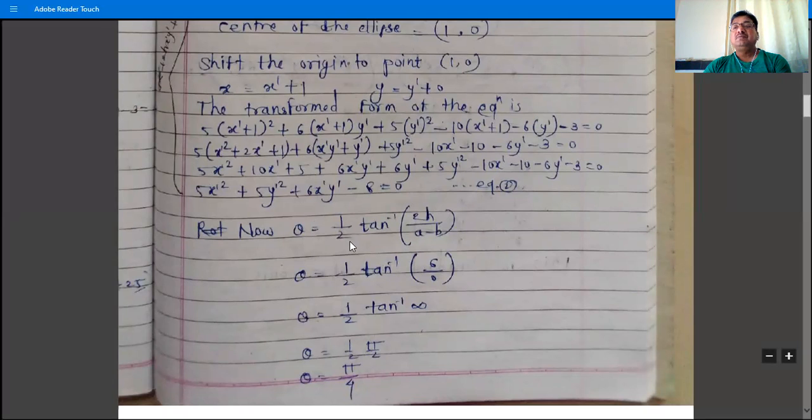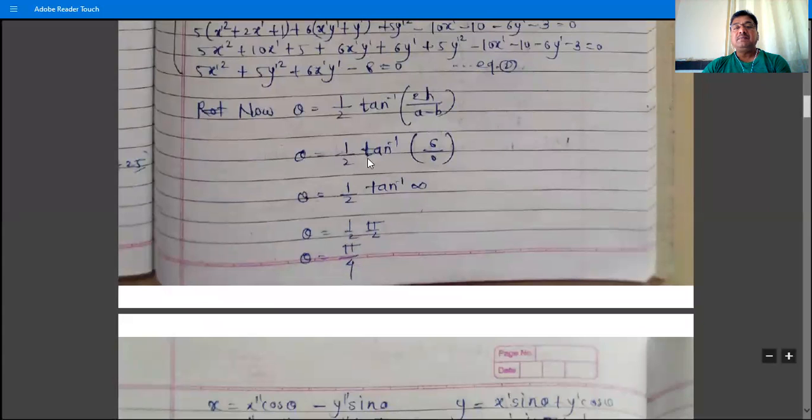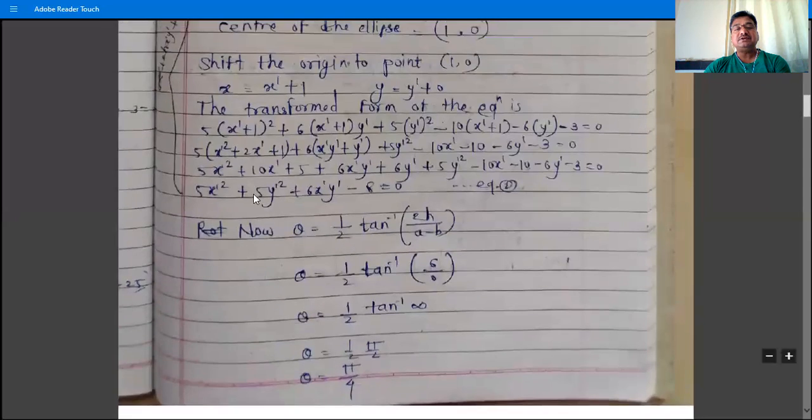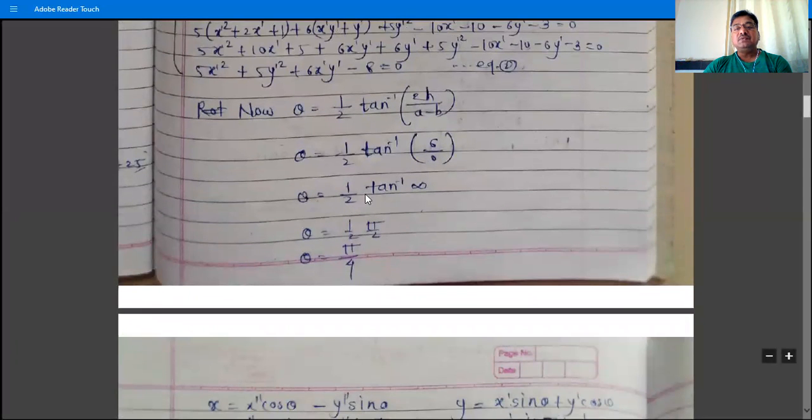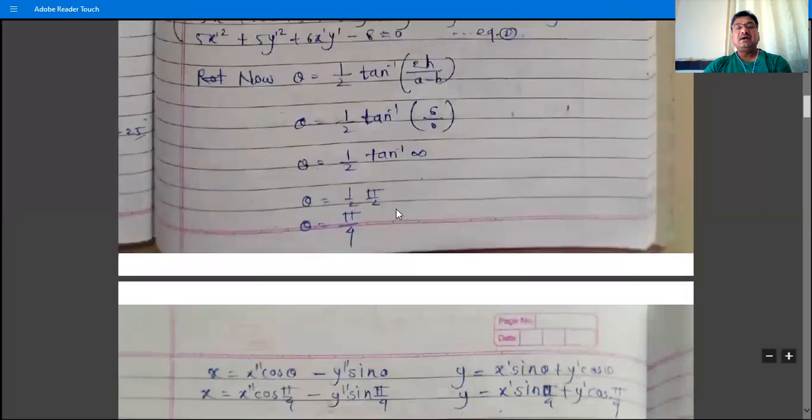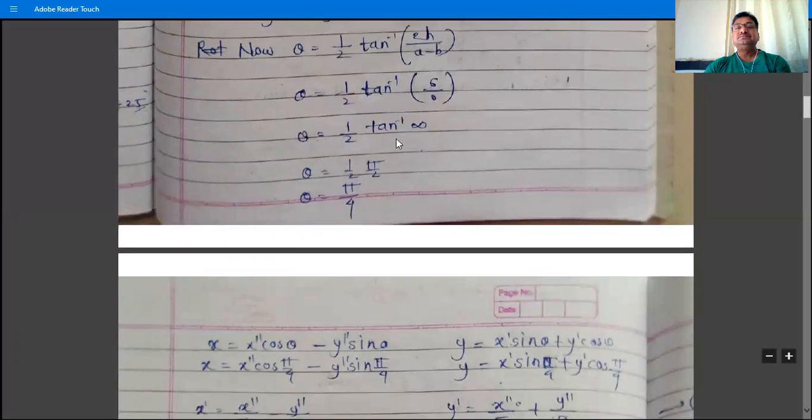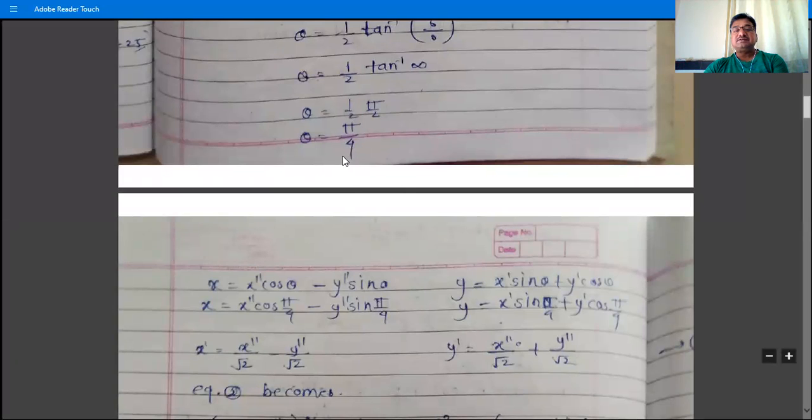And so in order to remove the product term, rotate the axis through an angle theta is equal to 1/2 tan inverse 2h divided by a minus b. So 2h is 6, and a minus b is 0, because 5 minus 5 is 0. A is 5, b is 5. So 1/2 tan inverse 6 by 0, something divided by 0 is infinity. And tan inverse infinity is pi by 2. If you observe the table, then tan of pi by 2 is infinity, tan of 90 is infinity. So tan inverse infinity is pi by 2. And so we have the answer theta is pi by 4.